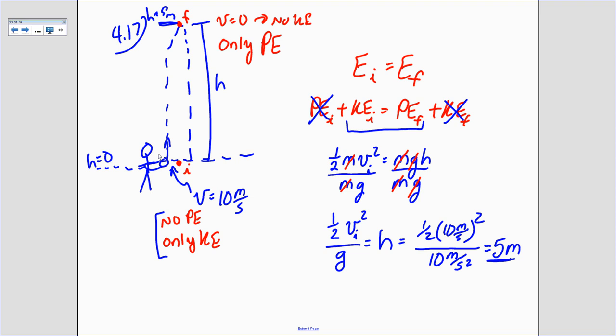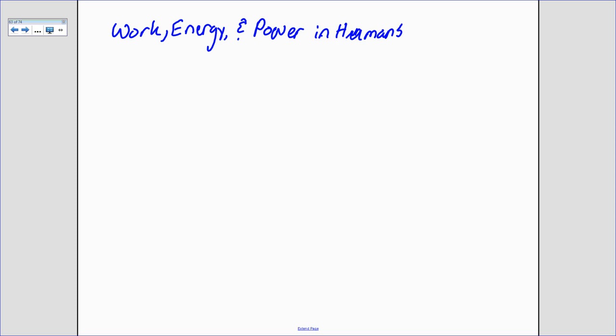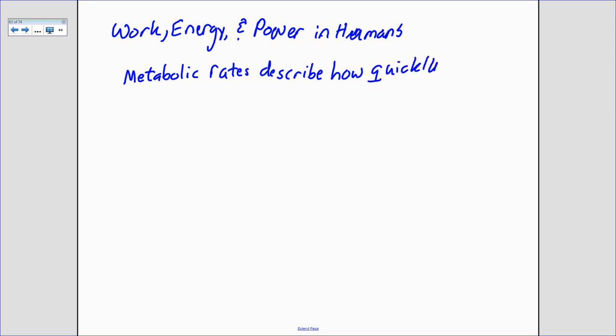All right, we're going to look at work and energy in human beings. We'll touch on the metabolic rates and how we exercise, and how we burn energy and what have you. So work, energy, and power in humans. There's a section in your book on this. We're going to talk about metabolic rates. Metabolic rates describe how quickly we convert food energy to some other form.